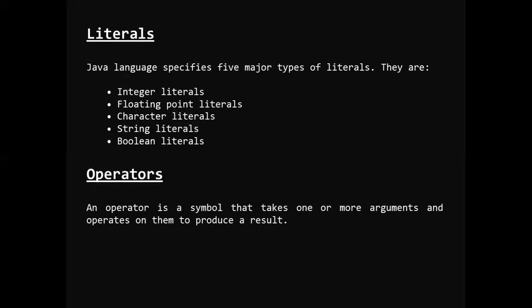Literals. Literals in Java are a sequence of characters, digits, letters, and other characters that represent constant values to be stored in variables. Java language specifies 5 major types of literals. They are integer literals, floating point literals, character literals, string literals, and Boolean literals. Each of them has a type associated with it. The type describes how the values behave and how they are stored. Operators. An operator is a symbol that takes one or more arguments and operates on them to produce a result.